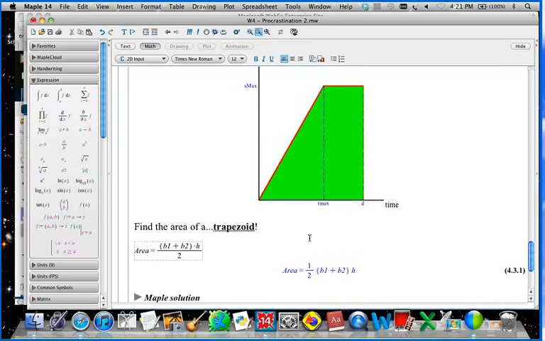But now we need to fill in the values. What is the length of the base? Okay, that's D. So B1 has to be D. All right, what's the length of the top? Well, it's the distance from there to there.